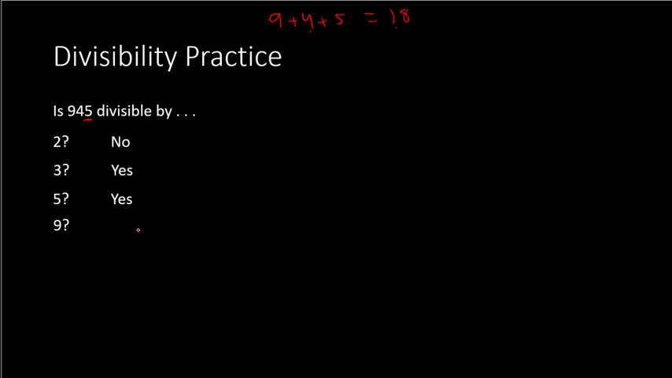What about 9? Can you divide by 9? The answer to this one is yes. The reason is because if you add the digits together, as we did up here, we get 18. And if we can divide 18 by 9, then we can divide the entire number by 9. Well, 18 divided by 9 is 2. So we can divide by 9, which means we can divide the entire number by 9.